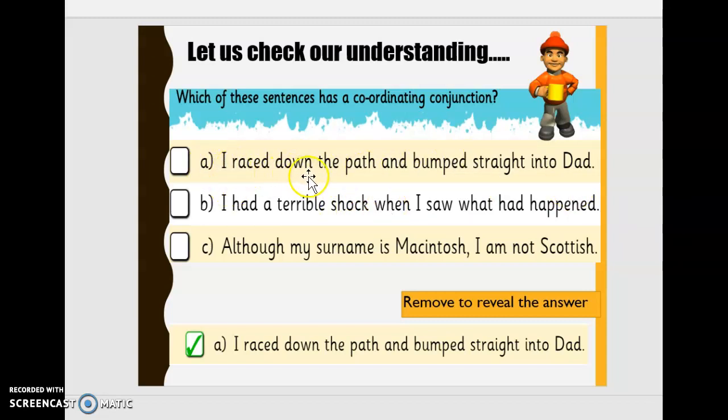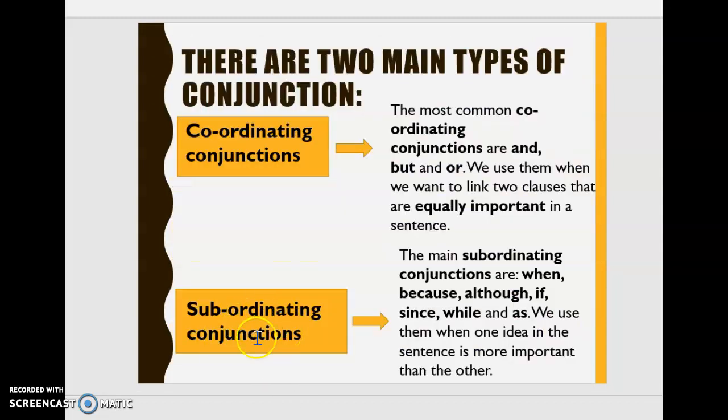This sentence: I raced down the path. This is one clause. Bumped straight into that, another clause. Joined together with a coordinating conjunction, and. So did you understand about coordinating conjunctions? Well done. Now we will see about subordinating conjunctions. The main subordinating conjunctions are when, because, although, if, since, while, as.